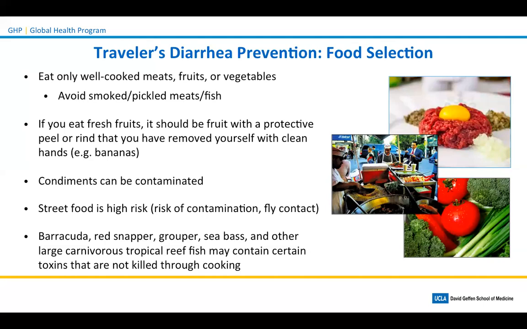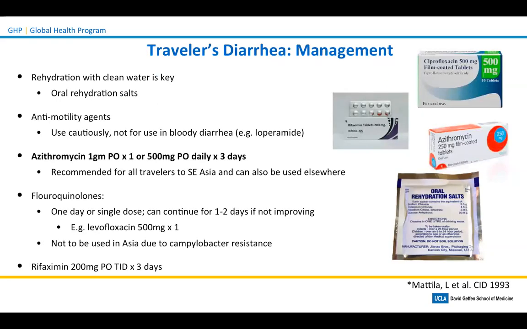Keep in mind that condiments can be contaminated, especially those that have been sitting around on a table uncovered. Street food is high risk. And certain fish, for example, barracuda, red snapper, grouper, sea bass, and other large carnivorous tropical reef fish could contain certain toxins that are not killed through cooking.